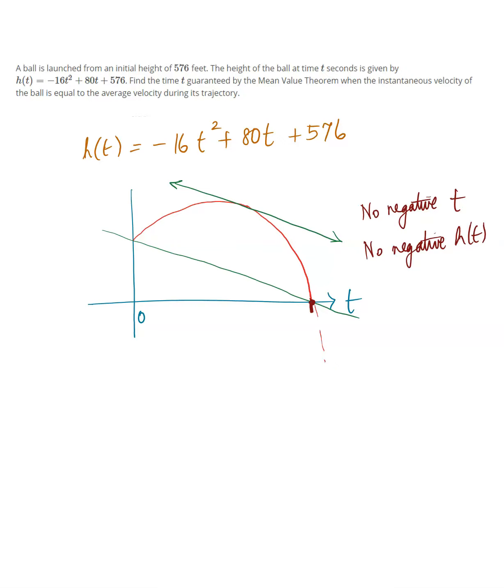Now, since we can't have a negative t or a negative height, and also that it was launched at a certain height, it says 576 feet, we know that we want a closed interval for this consideration of the red graph. And so I need to find this time t. And if I can find this time t where it ends, then I can consider that closed interval. So I need a closed interval 0 to t.